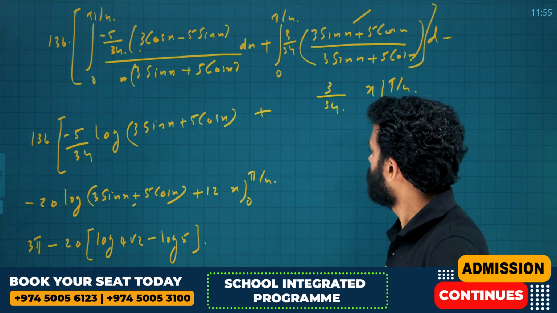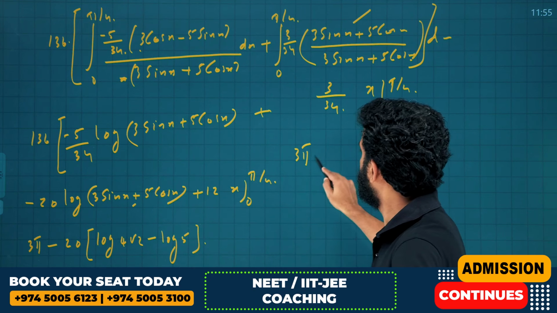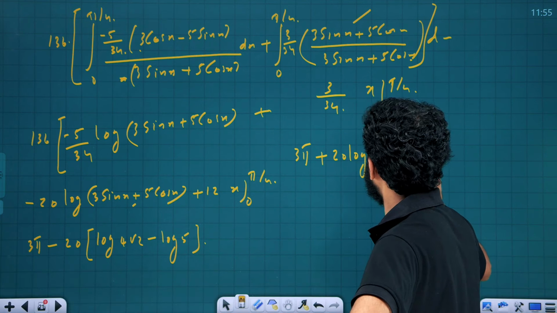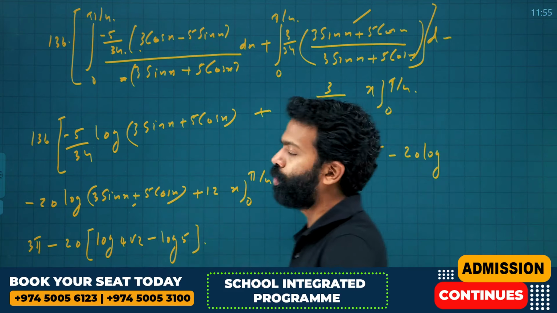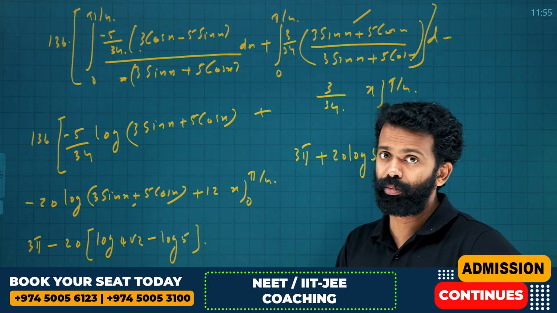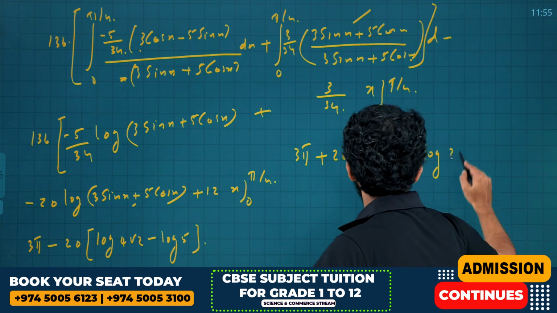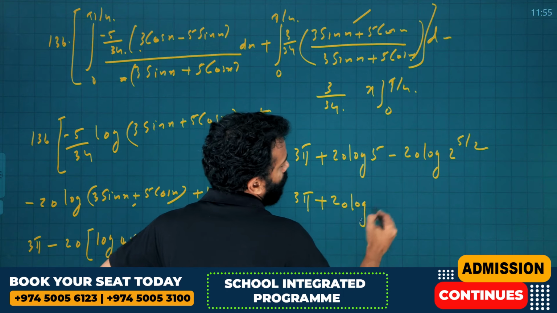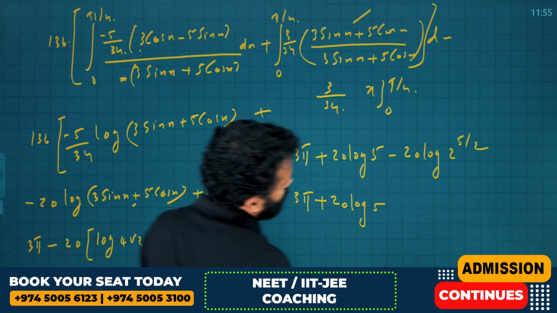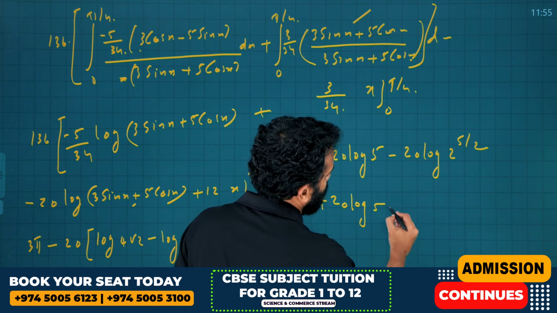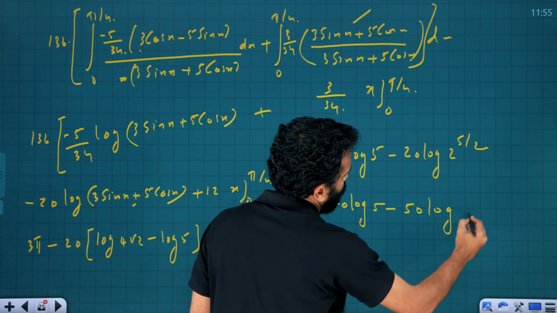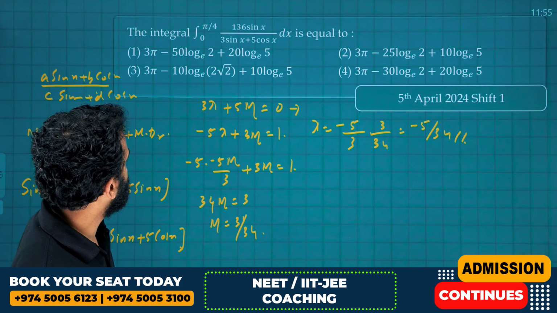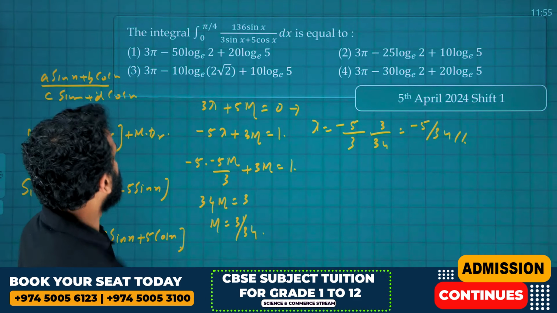It's almost done, that is 3 pi plus 20 log 5, minus 20 log of 4 root 2, which can be written as 2 squared into 2 raised to 1 by 2, that is 2 raised to 5 by 2, log of 2 raised to 5 by 2. So the final answer will be 3 pi plus 20 log 5 minus 20 into 5 by 2, which is minus 50, right? Yes, minus 50 log 2. So the final answer is 3 pi minus 50 log 2 plus 20 log 5. Yes, option 1 is the correct answer.